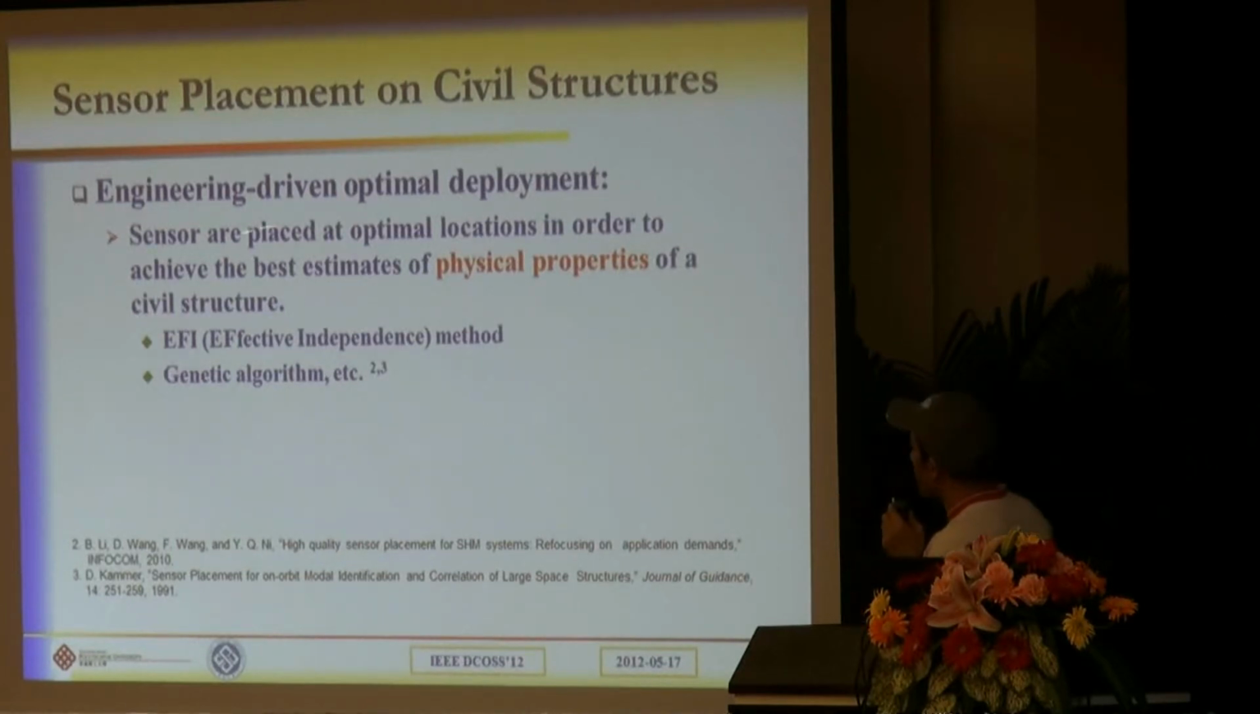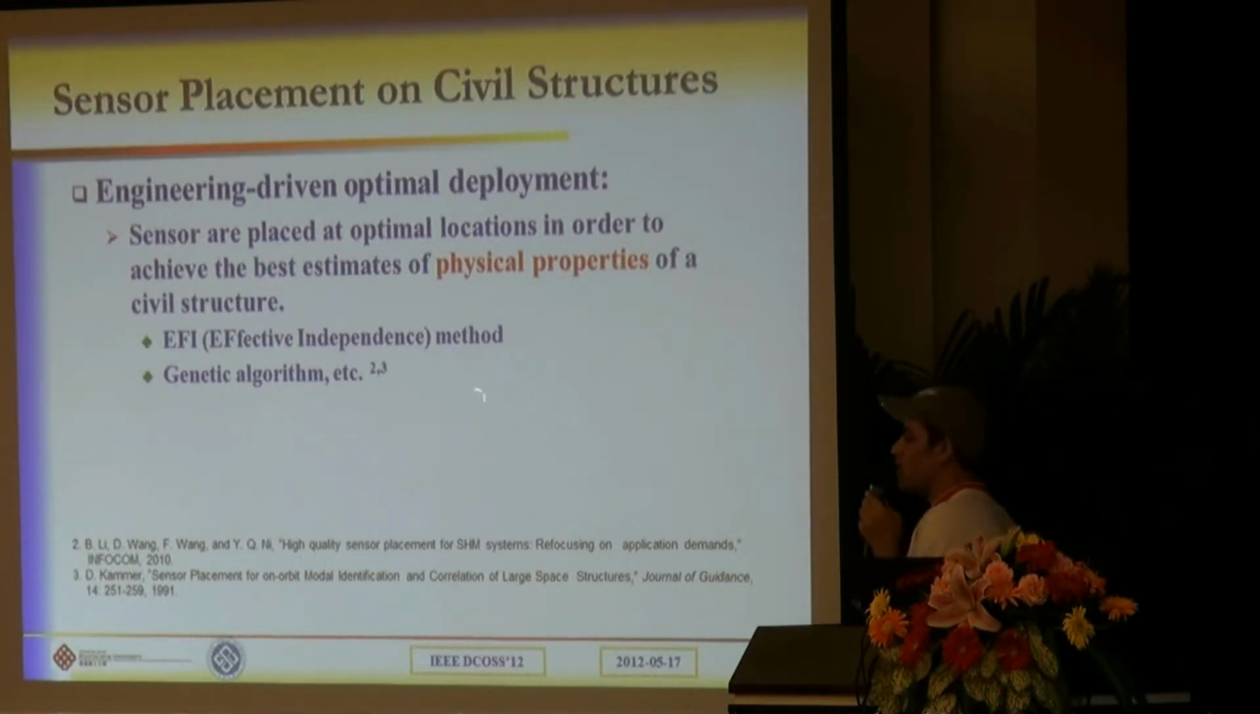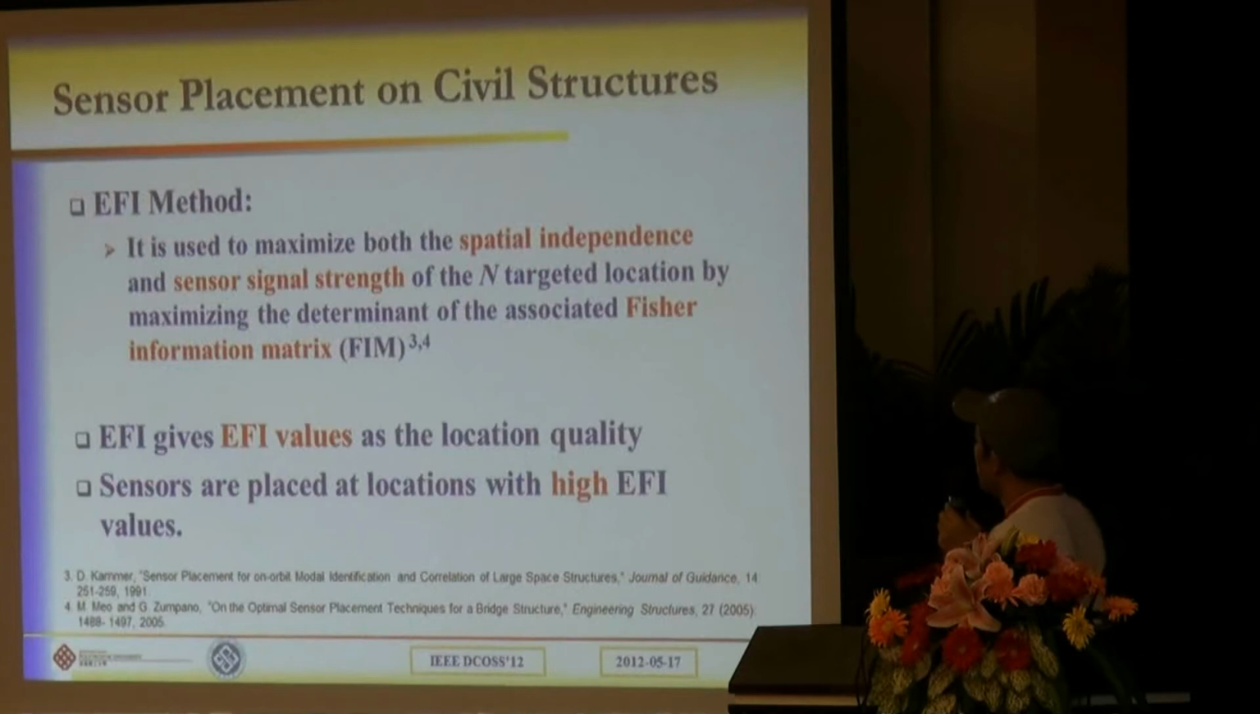In the engineering deployment, sensors are placed at optimal locations in order to achieve the best estimate of physical properties of a civil infrastructure. They use different methods, like the effective independence method, genetic algorithm, and some more methods can be found in this reference.